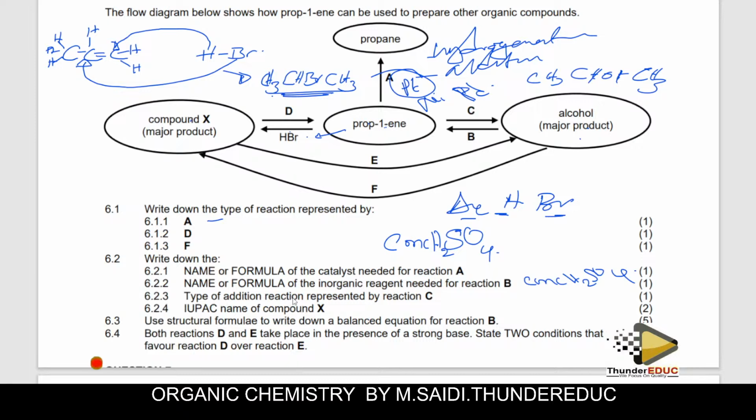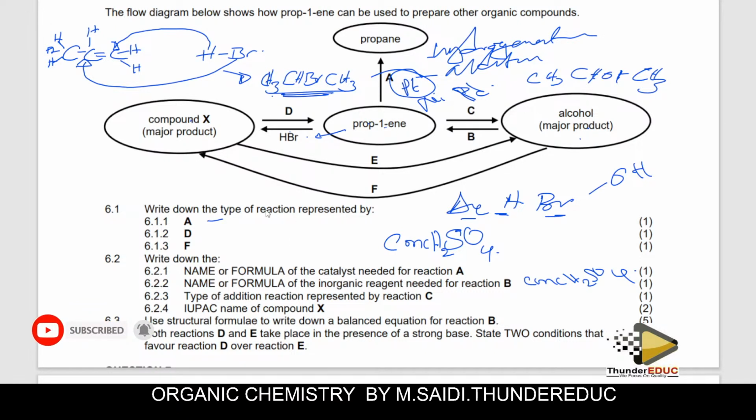The type of addition reaction represented by C. You are going from alkene to alcohol. If you have alkene to alcohol, you're adding water there. So it is going to be hydration. You are putting OH on it. So it is hydration.